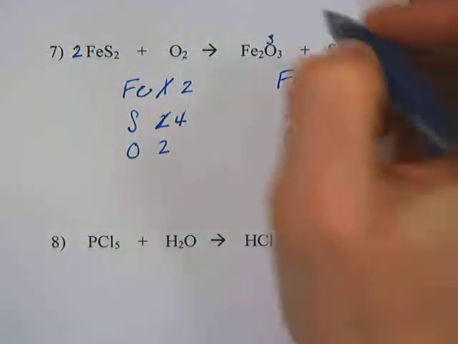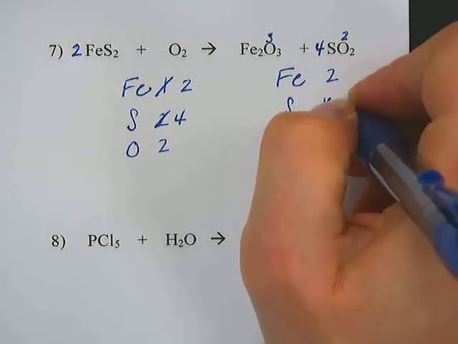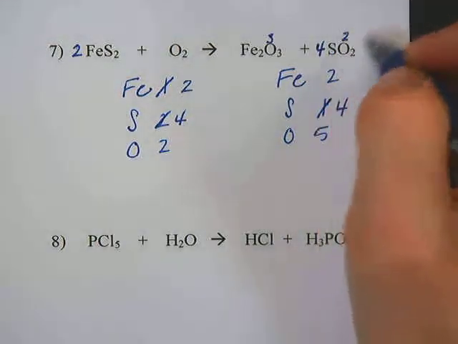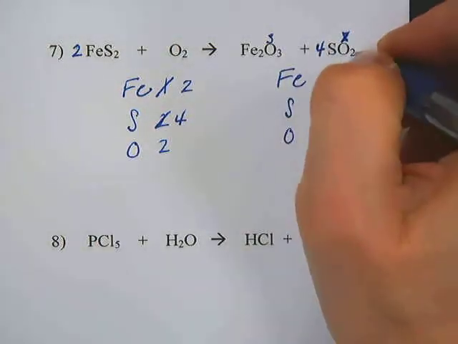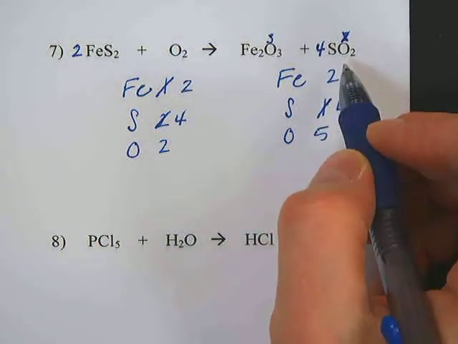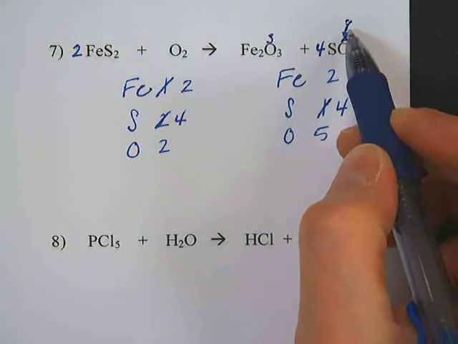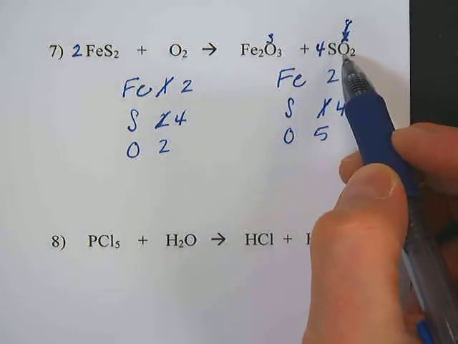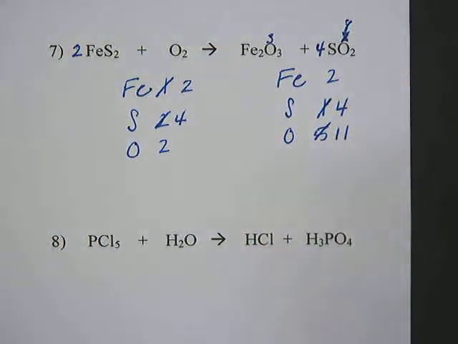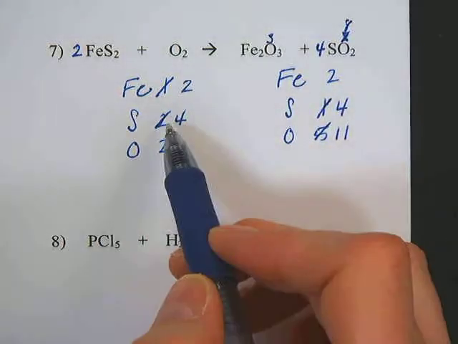On the product side, we only have 1 atom of sulfur. So we need to put a 4 in front of the SO2 to give us 4 atoms of sulfur. But again, that changes the number of atoms of oxygen in this compound. So instead of 2 atoms of oxygen in this compound, we now have 8 because there's 4 molecules of SO2. Each of those molecules has 2 atoms of oxygen. So there's 8 total atoms of oxygen in this compound. So we have 8 plus 3, which is 11 total atoms of oxygen on the product side.